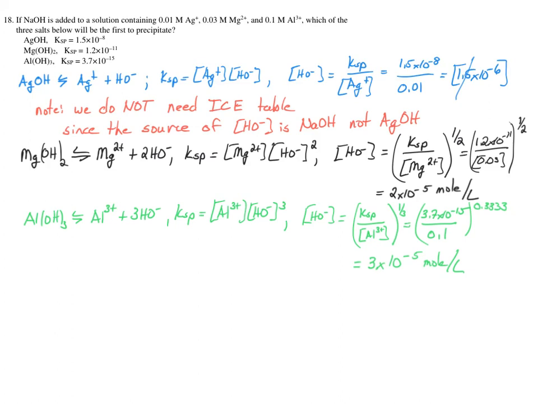Now, finally, we can answer the question. The salt that will first precipitate is going to be the silver hydroxide, because it requires the lowest concentration of hydroxide to achieve a saturated solution. Then once we've achieved a saturated solution, continuing to add hydroxide is going to cause the salt to precipitate.